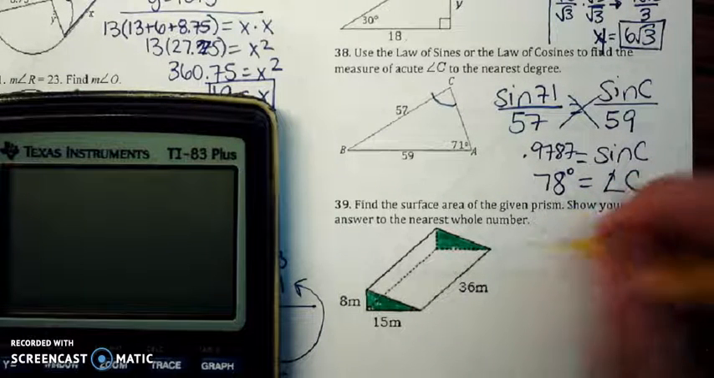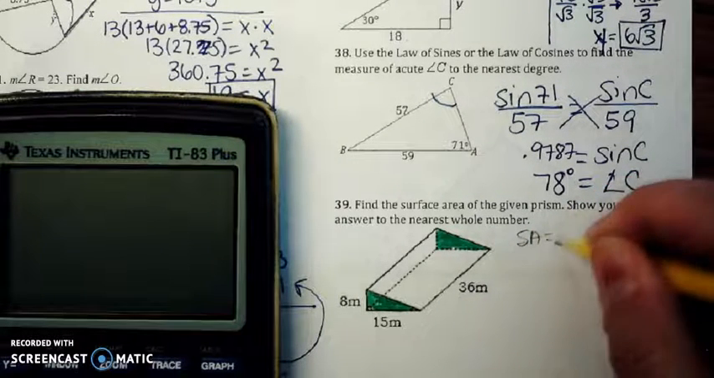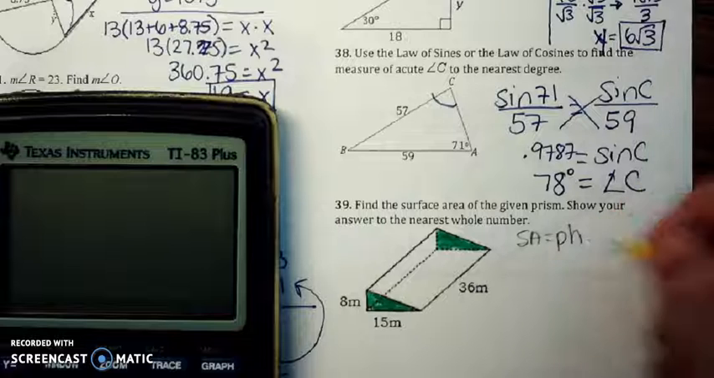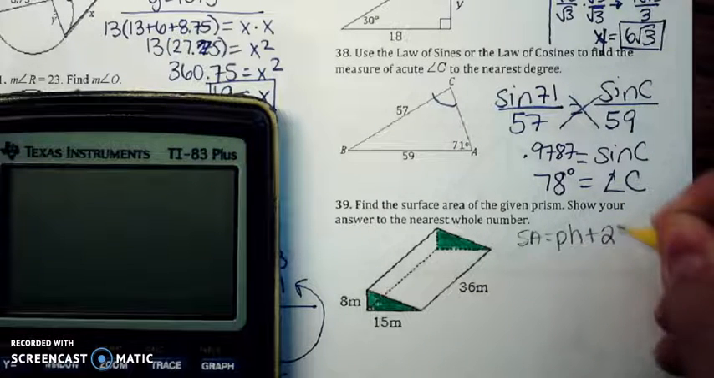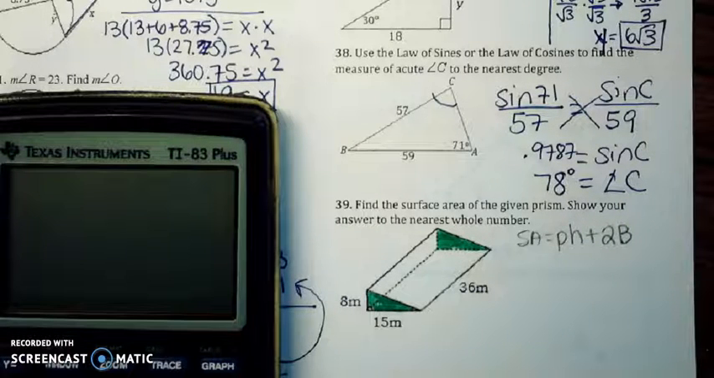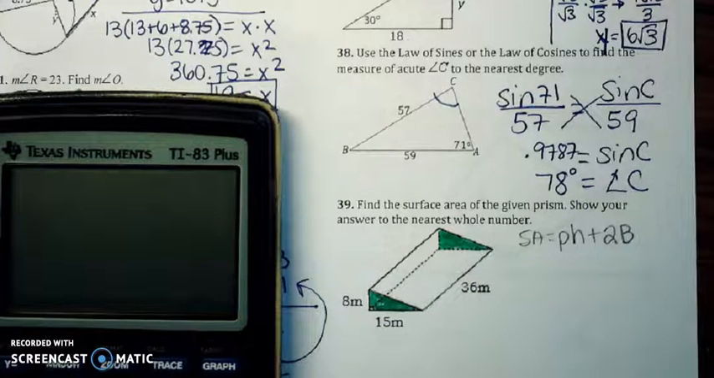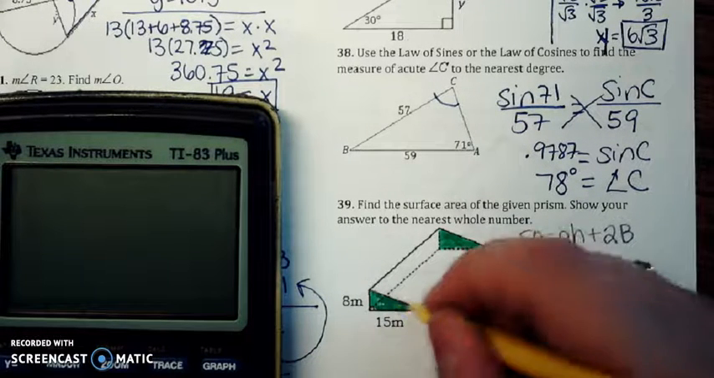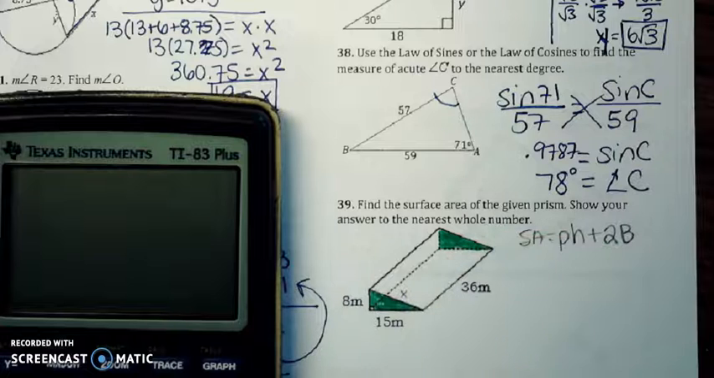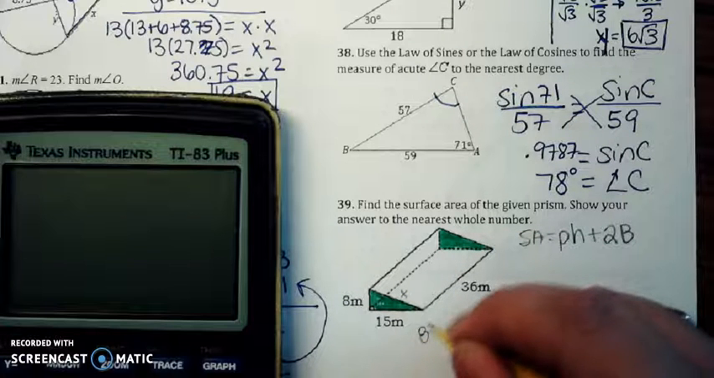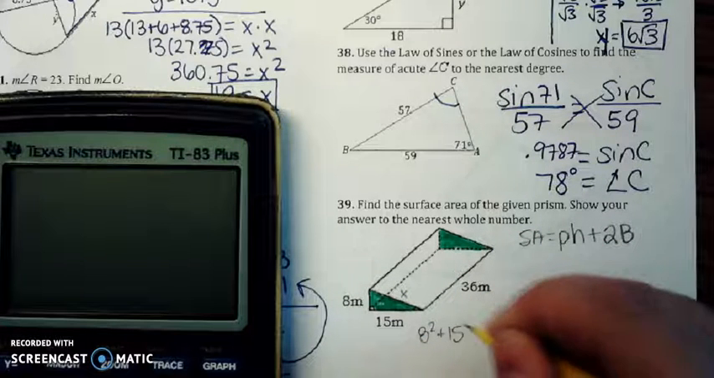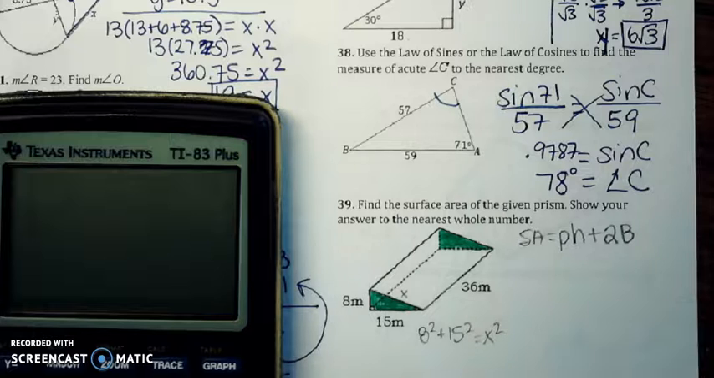Now, your surface area of a prism is the perimeter of the base times the height plus 2 times the area of the base. Now, because I'm missing the third side in this triangle here, to find the perimeter of the base, I'm going to have to do a Pythagorean theorem real quick here. So I'm going to call this x. I'll have 8 squared plus 15 squared equals x squared.